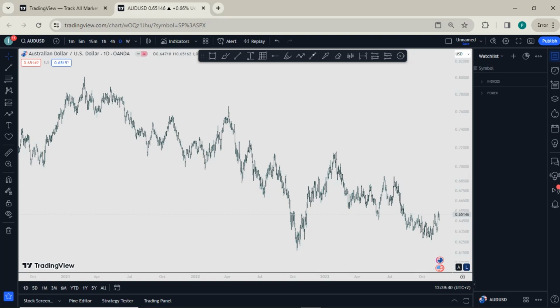Understanding structure is king because you get to understand where the market is likely to go and where it is likely to reverse. You are anticipating based on your market structure. First things first, I'm going to be looking at AUD/USD.